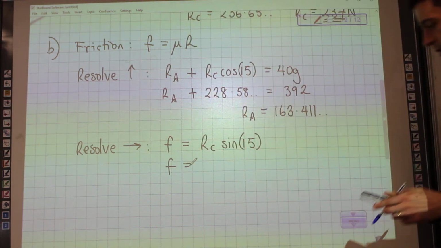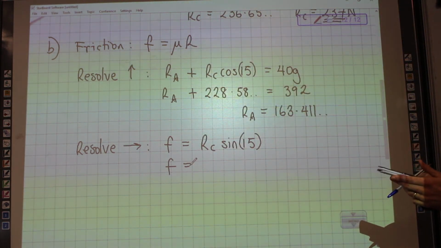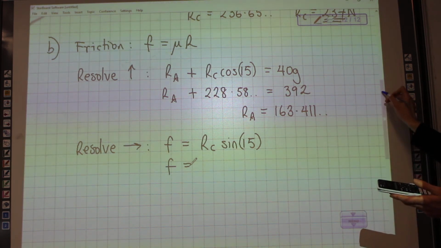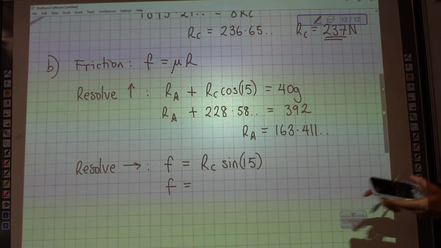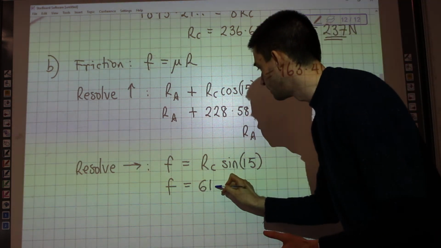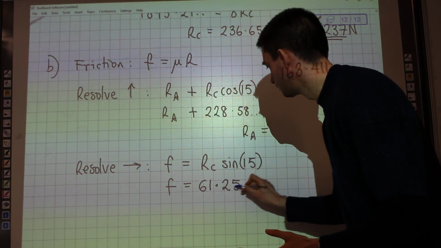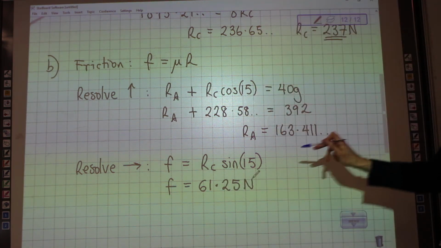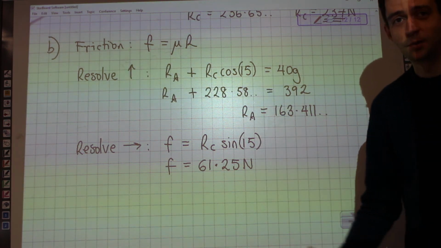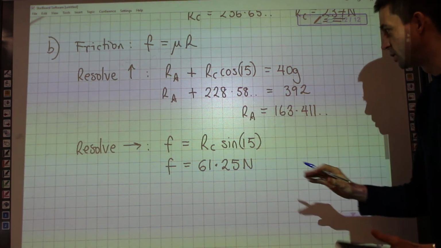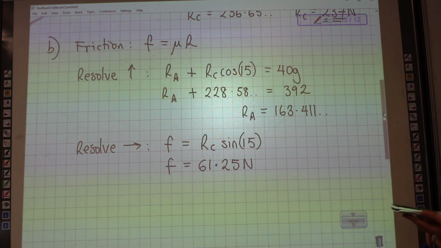Now I had RC stored in my calculator from earlier, 236.65. I'm going to times that by sine 15, and that gives me 61.25 newtons. And it comes out exactly 61.25 because of the beauty of how trig interacts with each other. Let's not go into it, let's just accept that it's beautiful and magical.